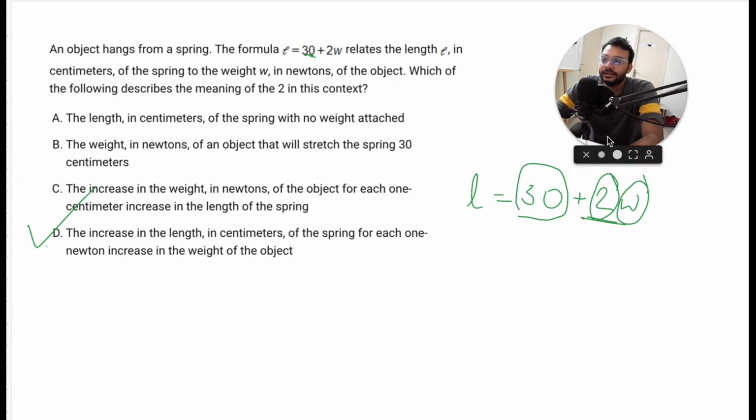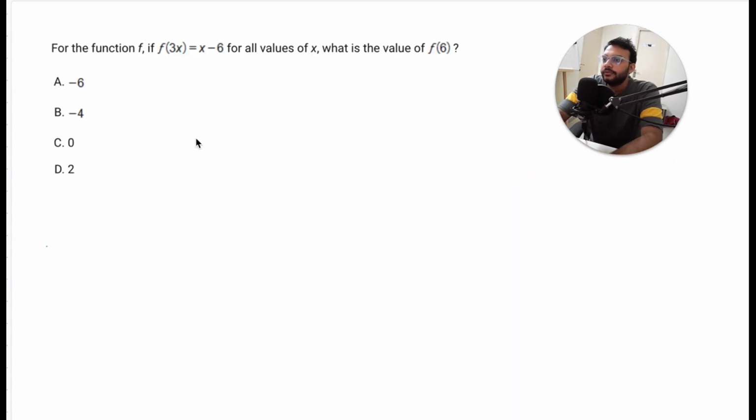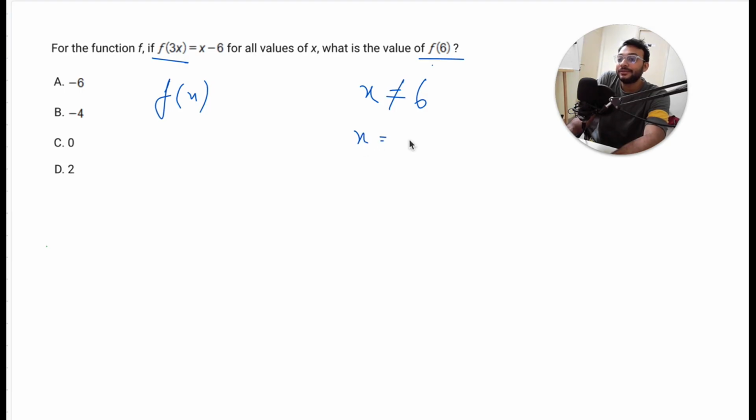Okay, let's go for the last question. For the function f, if f of 3x is equal to x minus 6 for all values of x, what is the value of f of 6? Okay, so look at it carefully. It's not f of x, but f of 3x. So if you are to figure out f of 6, you need to put x not equal to 6, but x equal to 2. So the 3x becomes 6.